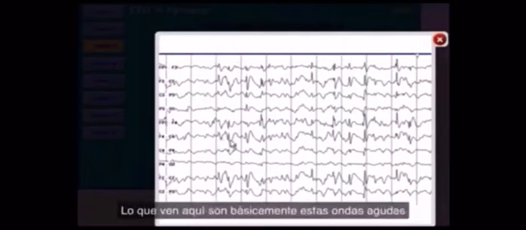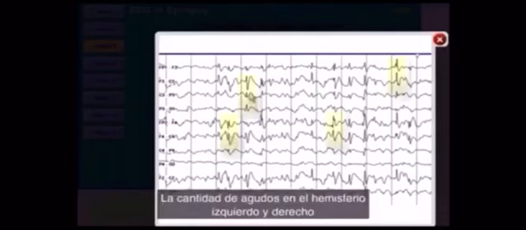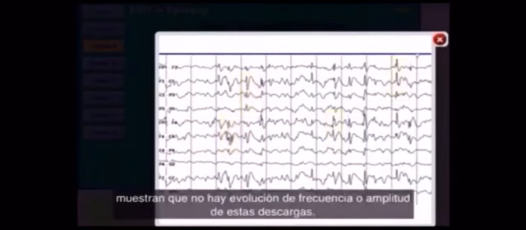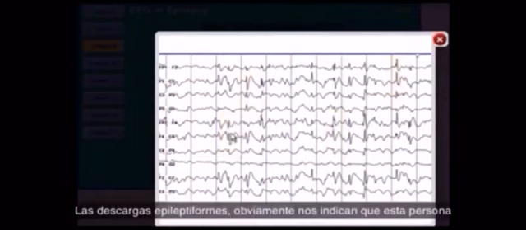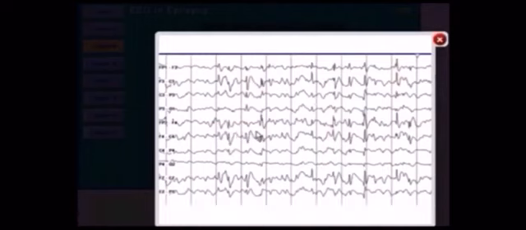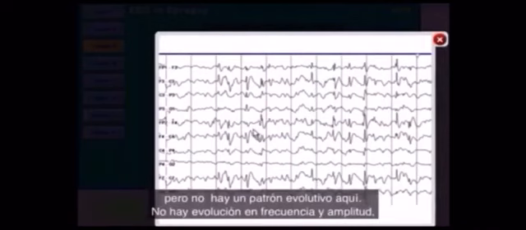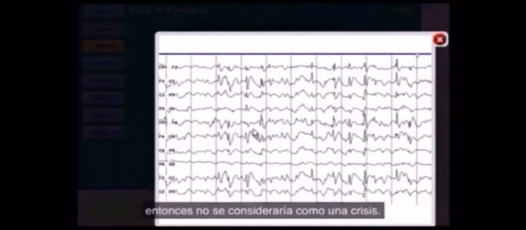What you basically see here are these sharp waves, a number of sharp waves in the left hemisphere and the right hemisphere. There is no evolution in frequency or amplitude of these discharges. The epileptiform discharges obviously tell you that this person is at a high risk of having ongoing seizures. There are areas of excitability in the brain, but there is no evolving pattern here. There is no evolution in frequency and amplitude, so you will not regard this as a seizure.